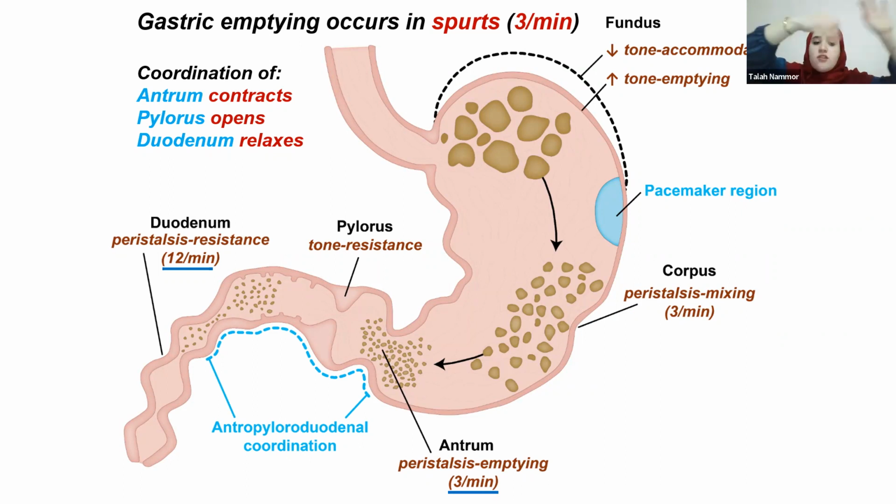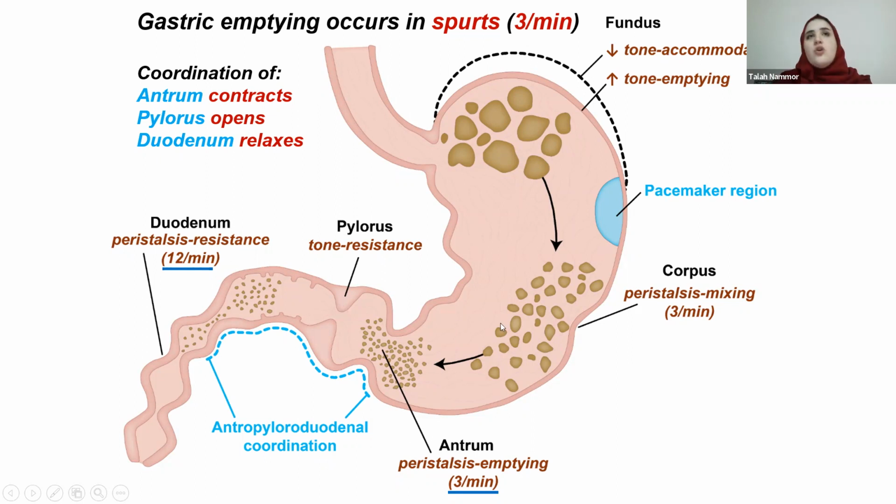So to allow the movement of the particles, there has to be a coordination. This coordination happens between the antrum, the pylorus, and the duodenum. So certain things have to happen. It's like a pathway. That's why they call it the antro-pyloro-duodenal coordination, because it includes the antrum, the pylorus, and the duodenum.